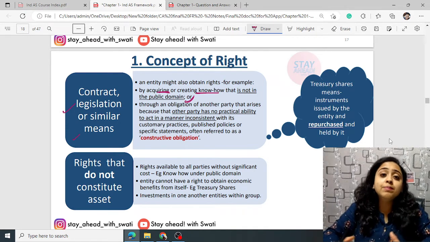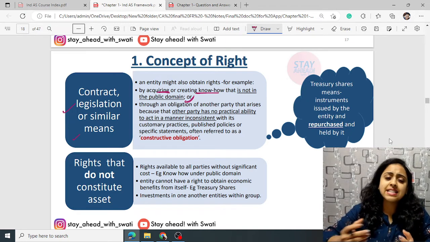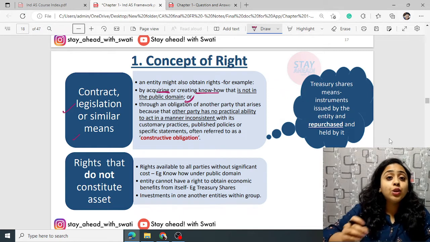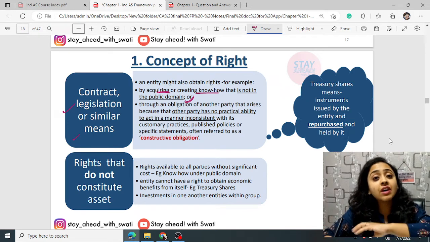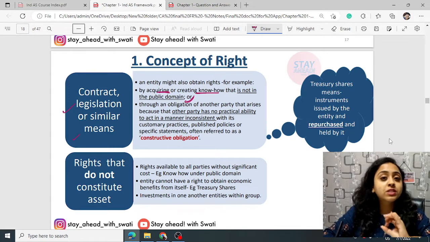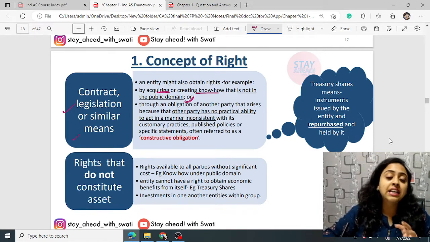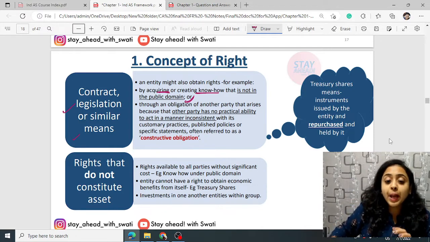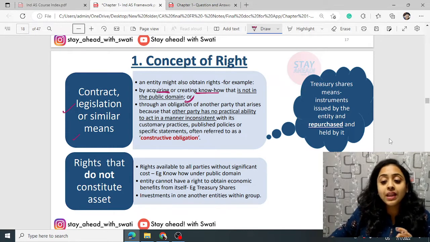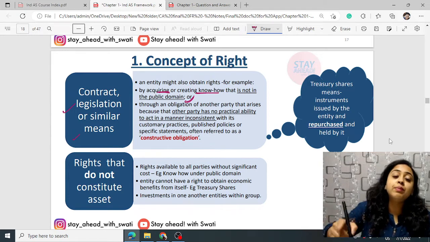For example, there is a bus stop. You have the right to sit over there and wait for the bus, but still, you do not have any sort of control over it. Got it? So since it is available in the public domain, it is not exclusively your right. Therefore, it will not be termed as an asset and recorded as an asset in your books of account. This simple line is being told over here: by acquiring or creating know-how that is not in the public domain, it will be considered as your exclusive right.